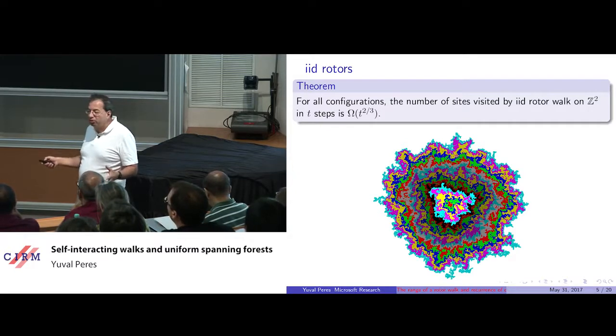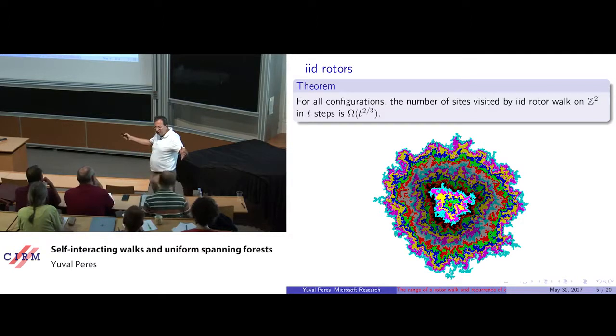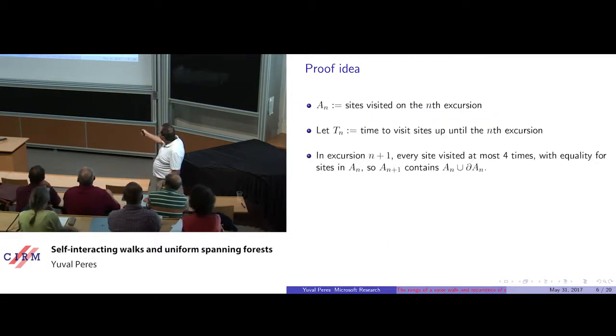But some initial rotor configurations will be transient. So some will actually give a range of order t. So this t to the 2/3 lower bound always applies, conjectured to be sharp in the random case, but it's definitely not sharp in the general case. Okay, so this general proof I already started.